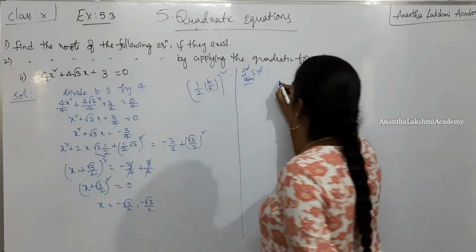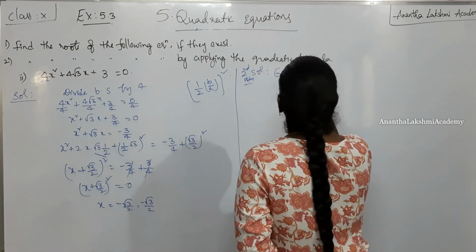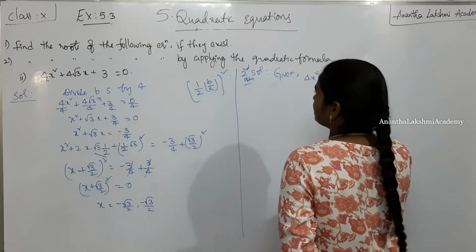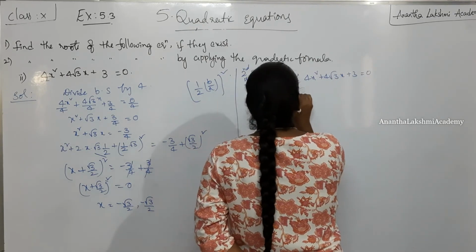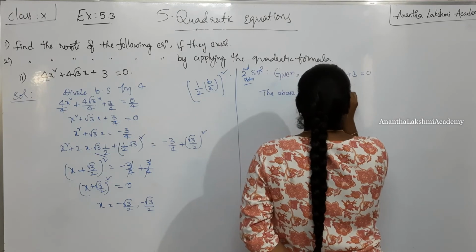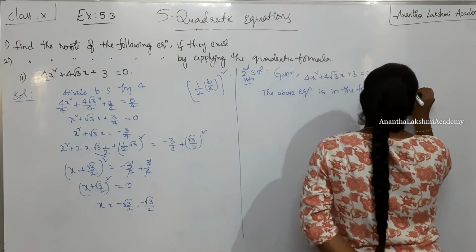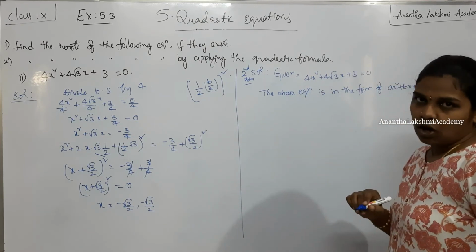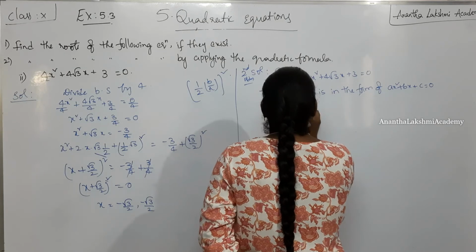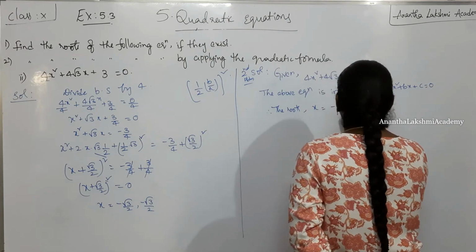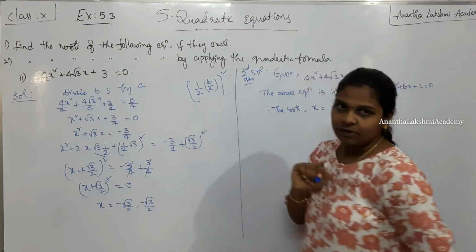What is the quadratic formula? Even before this, let us write: given 4x square plus 4 root 3x plus 3 is equal to 0. The above equation is in the form of ax square plus bx plus c is equal to 0. Alright, so the roots, therefore the roots x is equal to minus b plus or minus under root of b square minus 4ac by 2a. This is the formula which we have learnt.